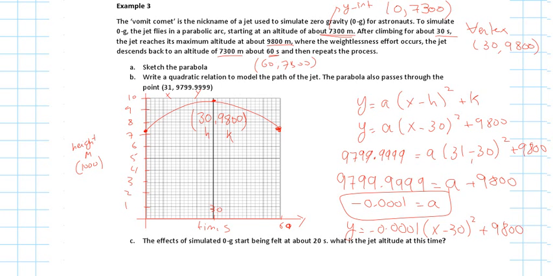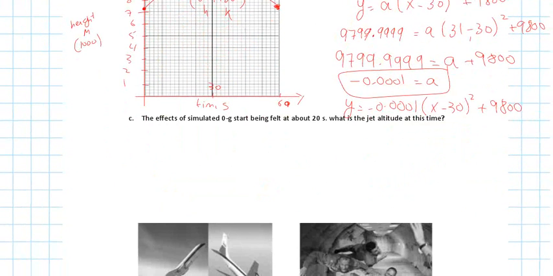Now they're asking you, what's the effect of simulated zero gravity? The effects of zero gravity start being felt at 20 seconds. What is the jet altitude at this time? Go ahead, please. You just substitute x for 20. Now, how do you know that x is supposed to be 20? What's on the x-axis? Time. Time is the x-axis, right? Because I know that seconds is on the x-axis. So that means I have to replace the x with 20 to solve for y.